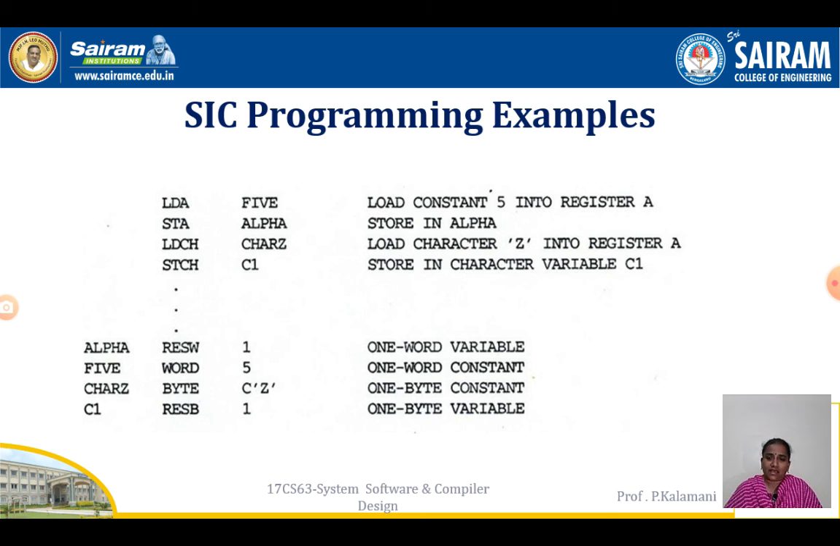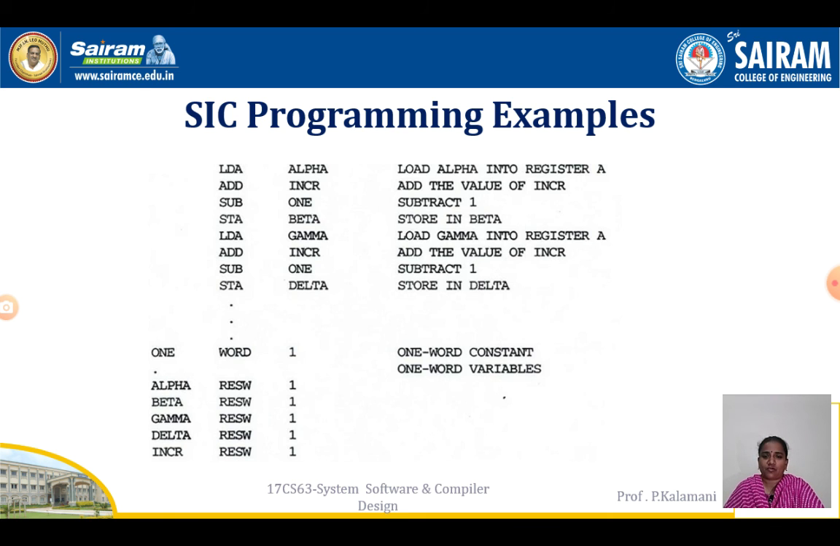Store ALPHA means that to store that one integer data, it has to reserve memory. So ALPHA RESW 1. Then LDCH CHARZ means load character Z into register A. Register A we know is 24 bits. In that only the rightmost 8 bits are used to store the 8-bit value of the character Z. Then to store that value in character variable C1, we have to define C1 and reserve 1 byte of memory because for characters we need 1 byte. So like that we have some programming examples.